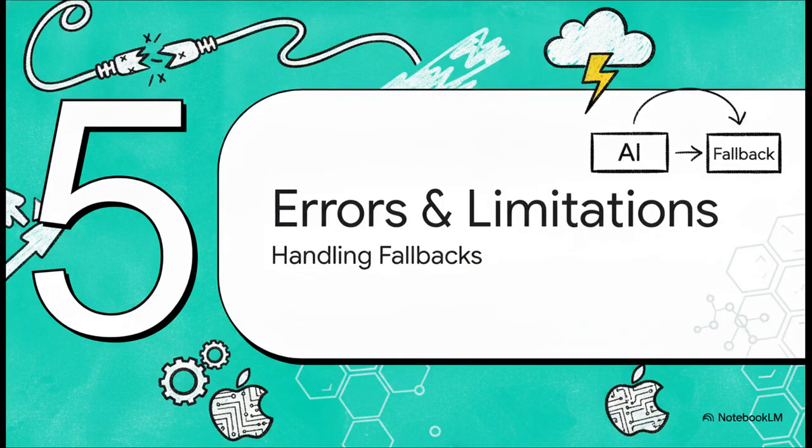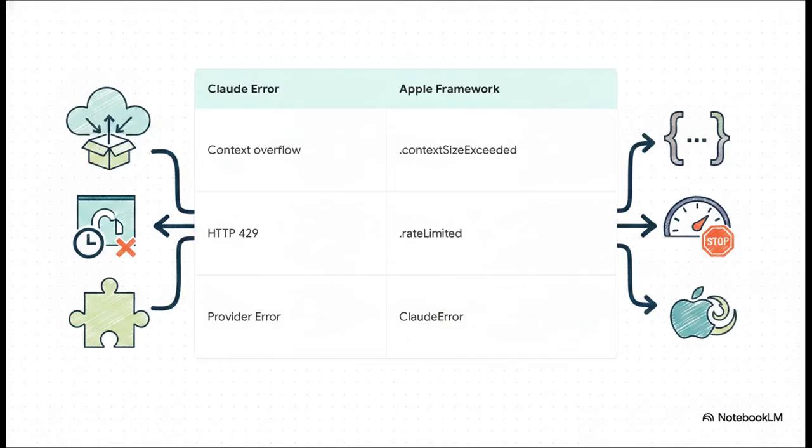Which brings us to Section 5, handling errors and limitations. Because it's the real world, network-dependent tech has hiccups, and we need to set some clear expectations. What's really fantastic about this package is the totally seamless translation of errors. It maps Claude's API errors directly onto Apple's native language model error cases.